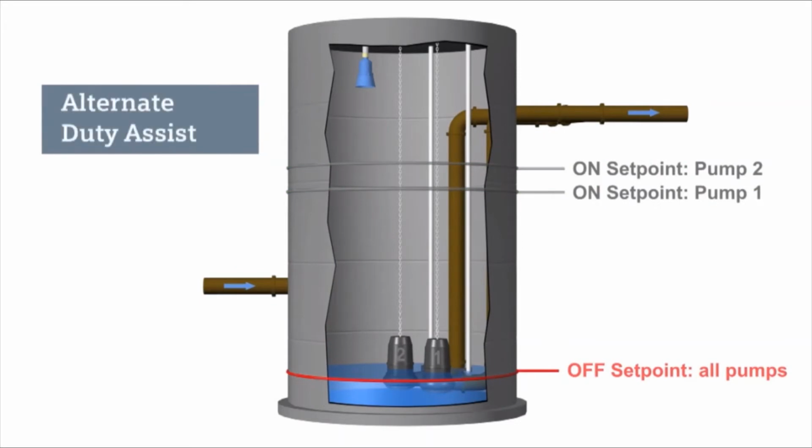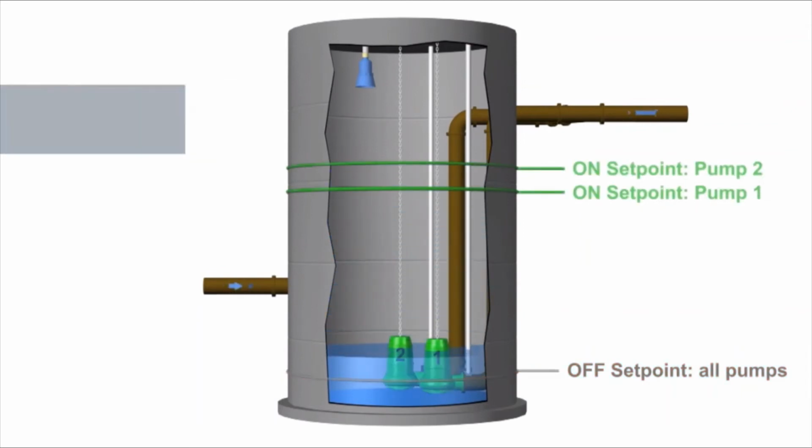In the alternate duty assist application, as the liquid level rises, it turns on pump 1, and if it continues to rise, pump 2 will assist. These pumps switch as the liquid level lowers to the off set point, and now it is pump 2 that is the primary pump, and pump 1 will assist if the level continues to go above. The pumps continue to rotate back and forth to ensure that the load is shared between them.